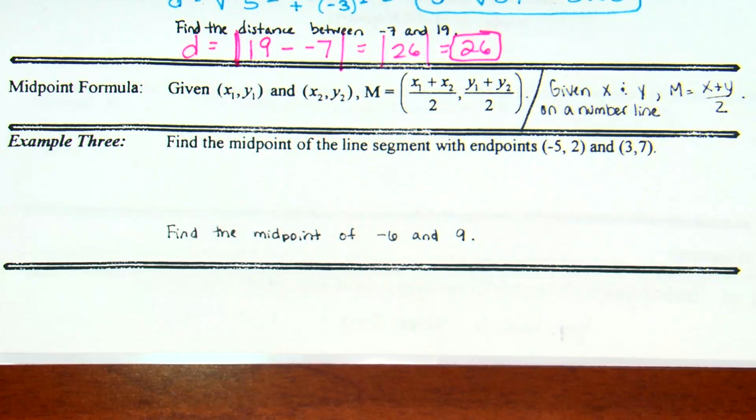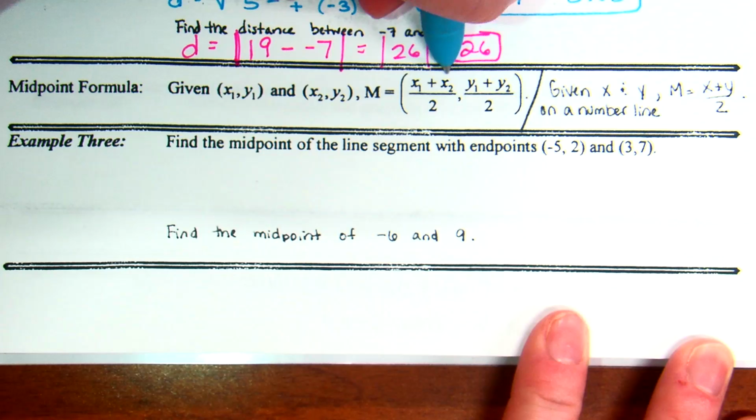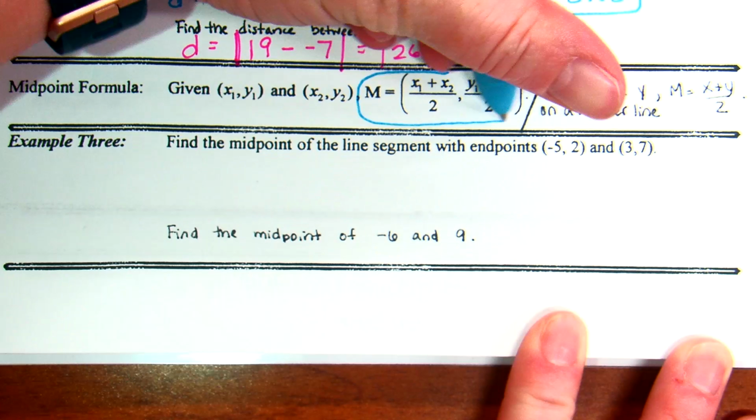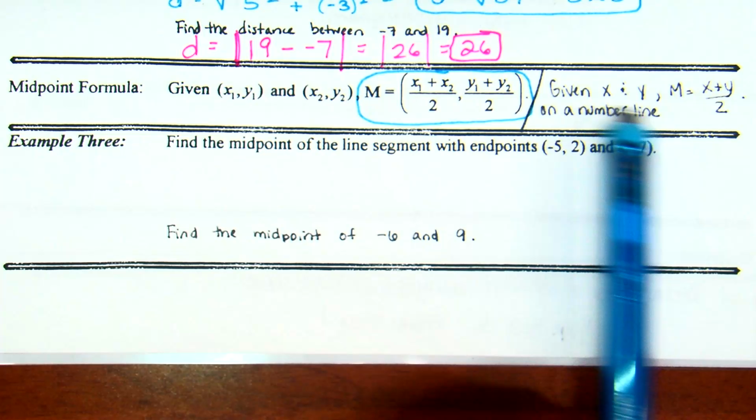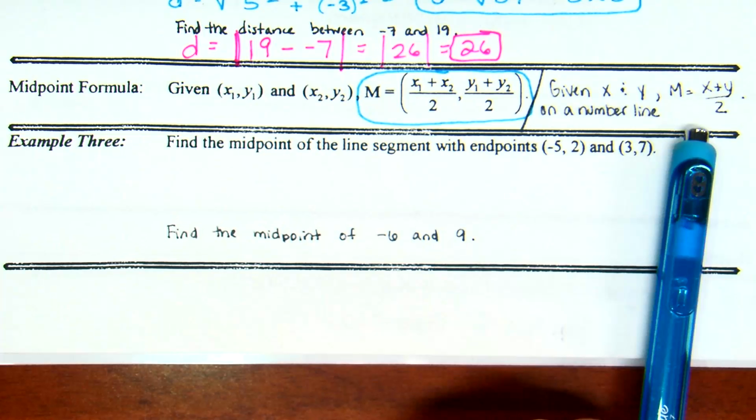That's possible. Okay, midpoint formula. Given two ordered pairs, x1, y1, x2, y2. Basically, to find the midpoint, you're going to add the x's, divide by 2. Add the y's, divide by 2. And that's going to find the midpoint between two random points on a graph. Now, on a number line, the key is to just add the numbers and divide by 2. That's going to find the middle there.